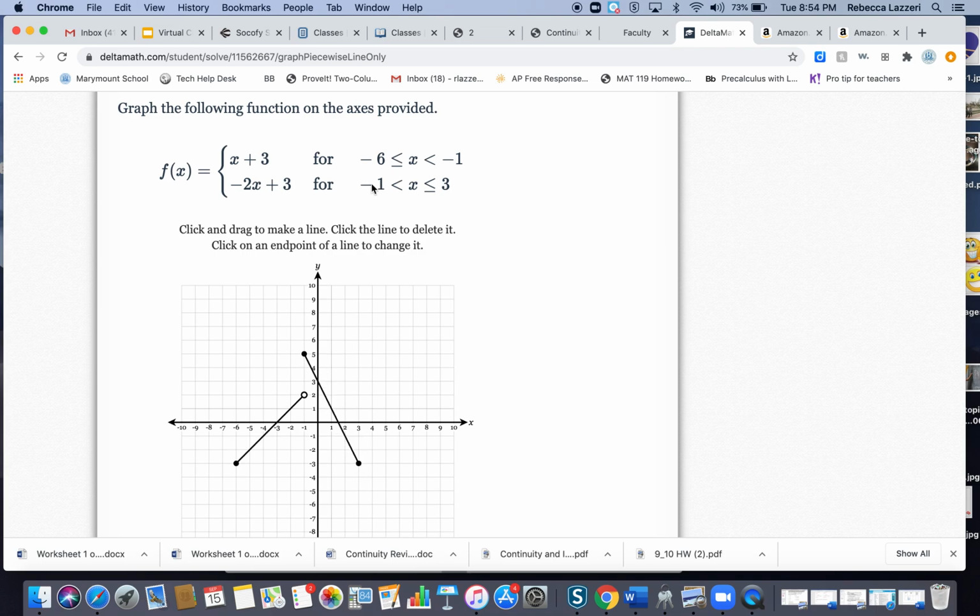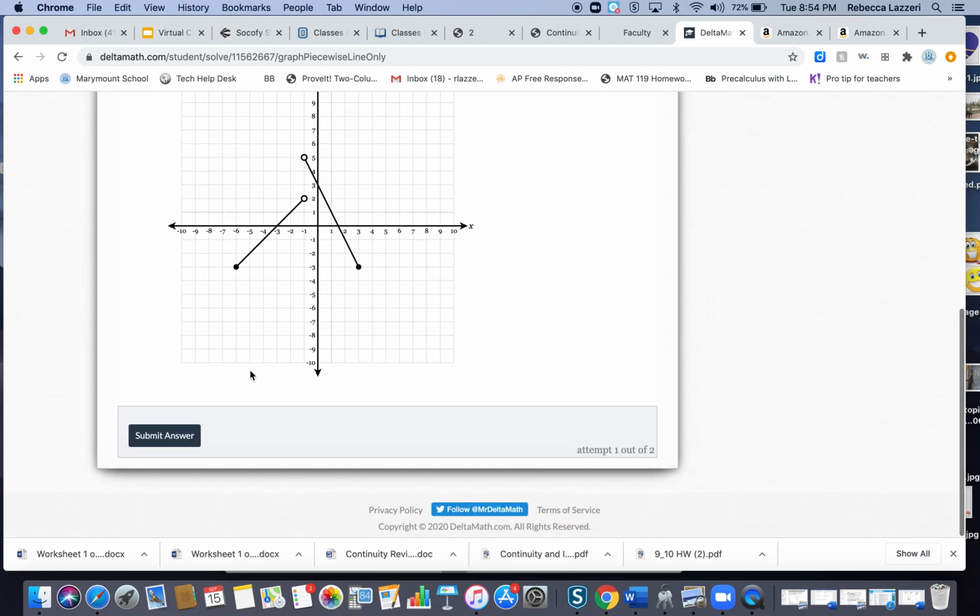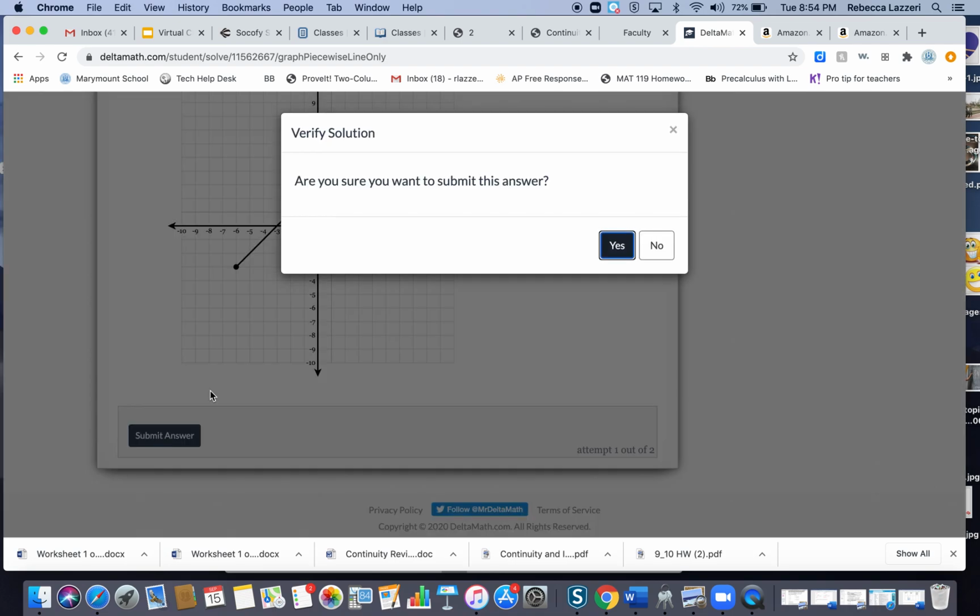Alright, so once again I'm filling in negative 1, and I get 2 plus 3 is 5, and it doesn't quite get there, so it's open. It goes right up next to it, and then it does actually land at 3, and that gives me negative 6 plus 3, which is negative 3. So this whole thing is the answer, and this should be right.